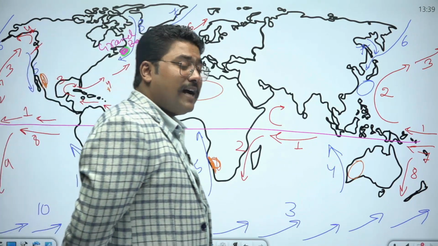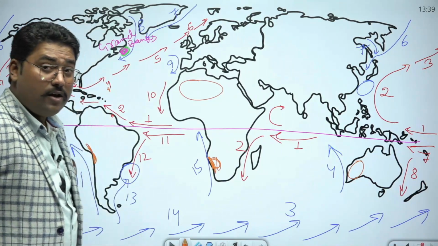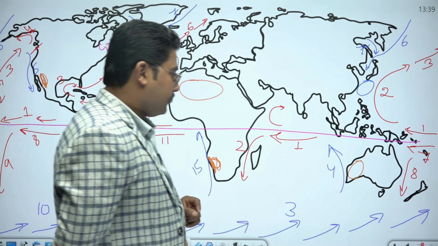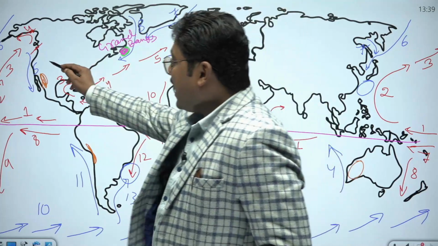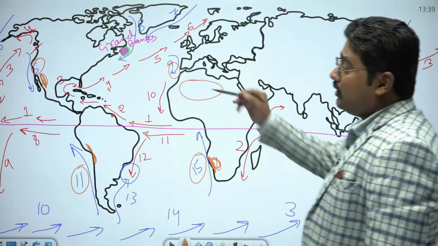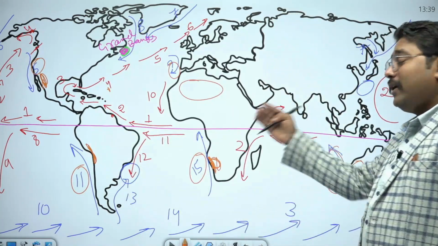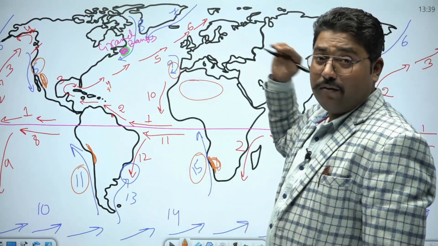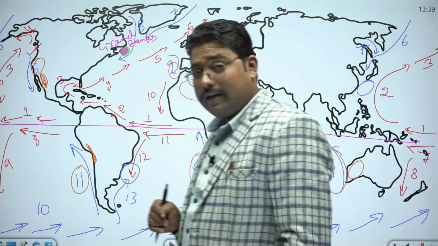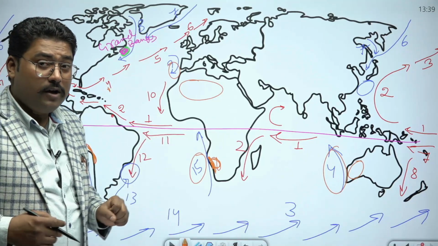So the question asked by the examiner is, why are all the hot deserts in the tropics located on the western margin of continents? If you notice, all the western margins of the continents have cold ocean currents, like the California Current on the western margin of North America, Humboldt Current on the western margin of South America, Benguela on the western margin of South Africa, Canary on the northwestern margin of Africa, and West Australian Current on the western margin of Australia.